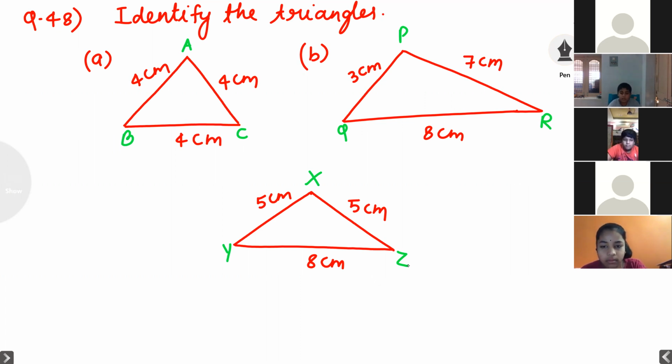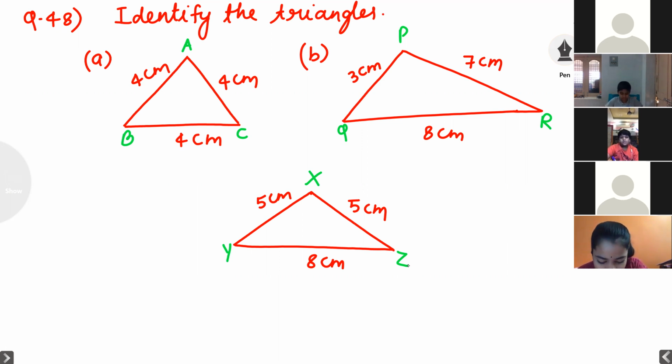If all sides are equal, that is called an equilateral triangle. In a given triangle, if all three sides are equal, that is called an equilateral triangle. If all three sides are different, that is called a scalene triangle. If two sides are equal, that is called an isosceles triangle. These are the types of triangles on the basis of sides.